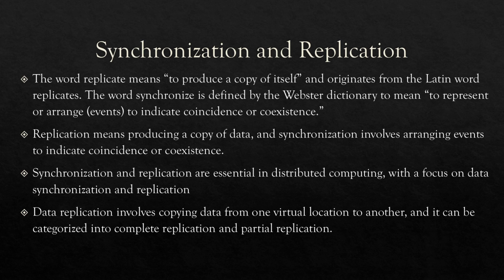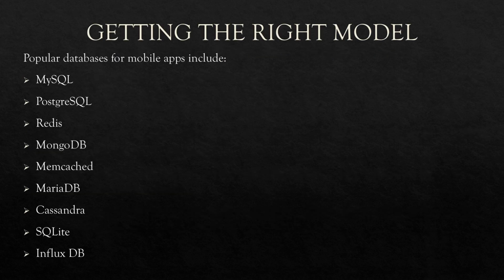and partial replication. So, with regards to storing data for your mobile applications, we really need to get the right model for it because there are some certain applications or softwares that are really not compatible with each other, and these are the popular databases for mobile apps that you can use, which is MySQL, PostgreSQL, Redis, MongoDB, Memcache, MariaDB, Cassandra, SQLite, and InfluxDB. And there are many more popular databases, but these are the top populars.